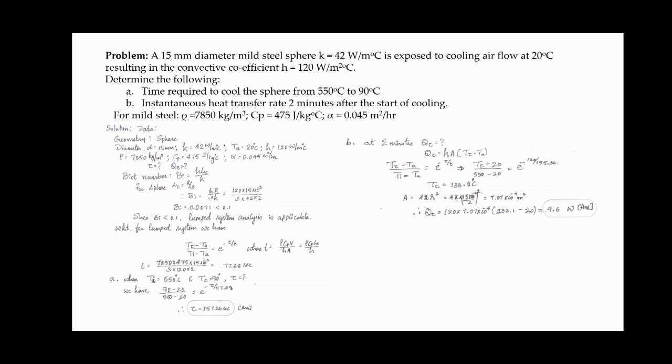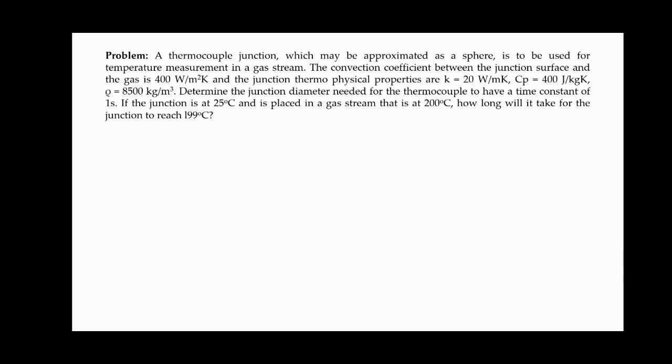And we need the area. The surface area of a sphere is 4 pi r square. By substituting that I'll get the area as 7.07 into 10 to the power of minus 4 meter square. When I substitute these values in the instantaneous heat transfer equation, I'll get the instantaneous heat transfer rate as 9.6 watts. Now let us go to the next problem.